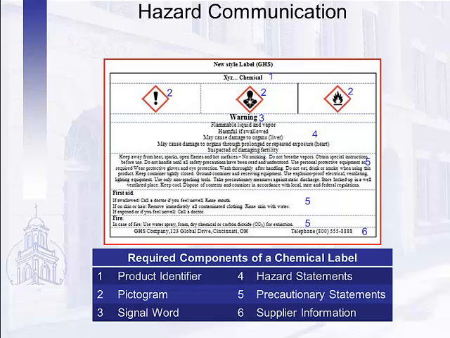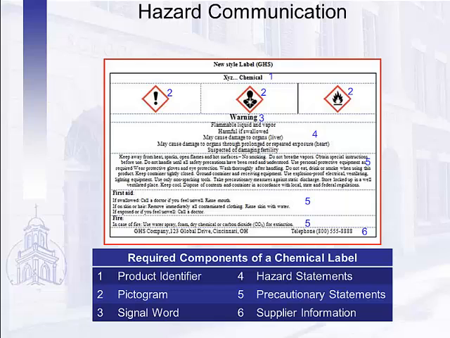Each pictogram consists of a different symbol on a white background within a red square frame set on a point, the red diamonds shown on the slide. There are 9 pictograms under the GHS, however only 8 pictograms are required under the standard.